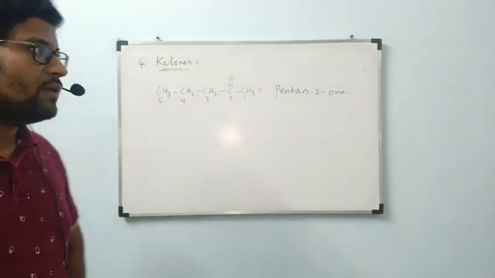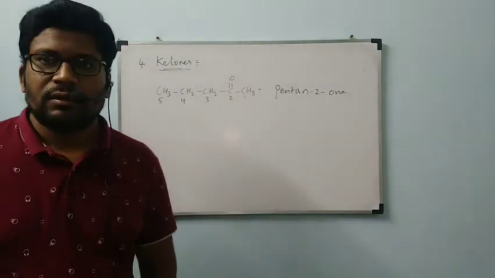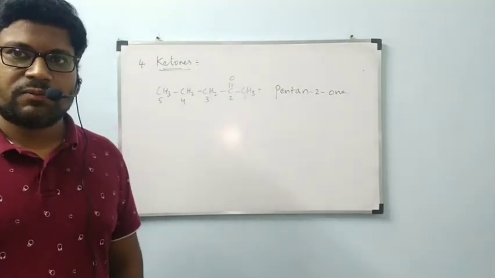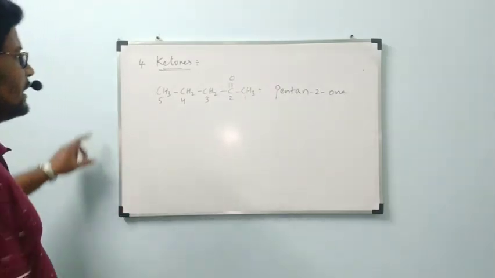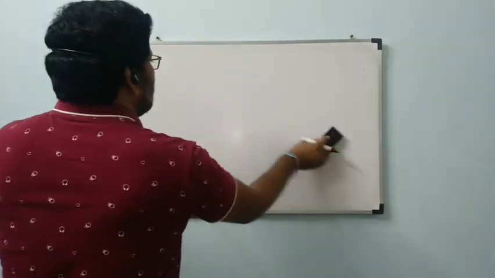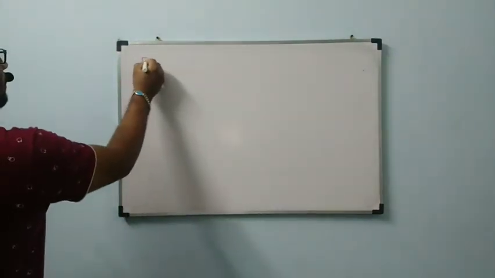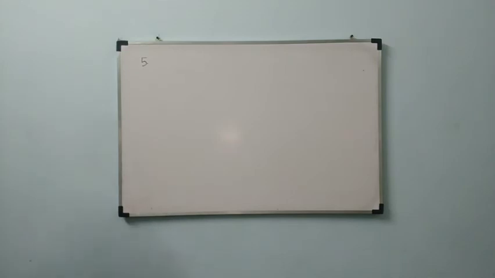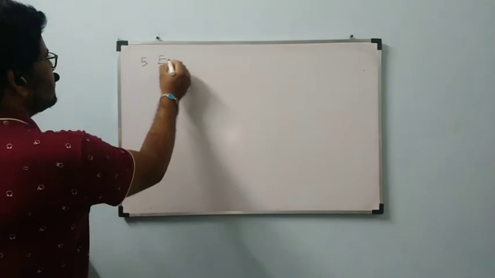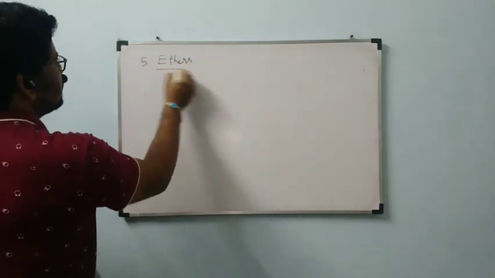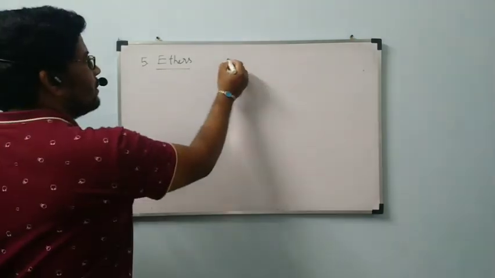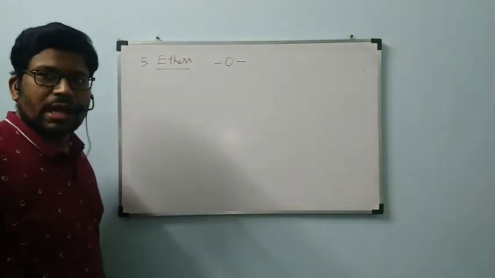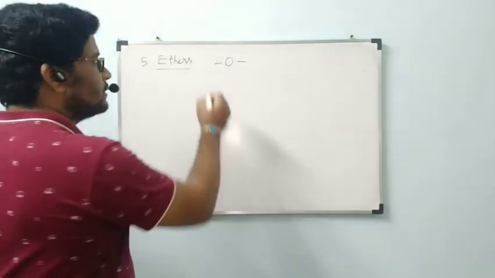Okay? In this way we have to give names for ketones. Like this we will see for the next function group also. Let us see that one, fifth one. Fifth one, ethers. The general representation of ethers we will show like this. Actually, on the left side and right side we have R groups.